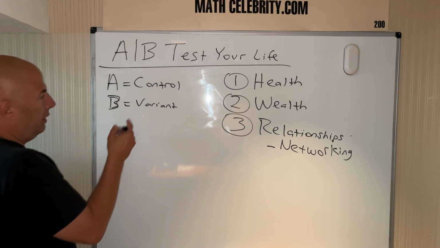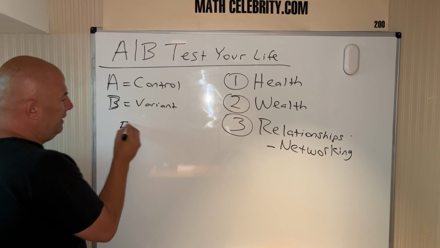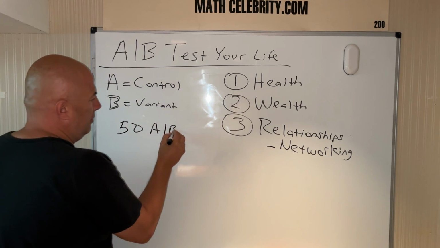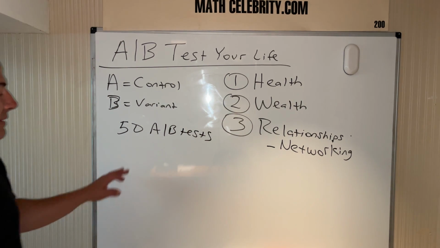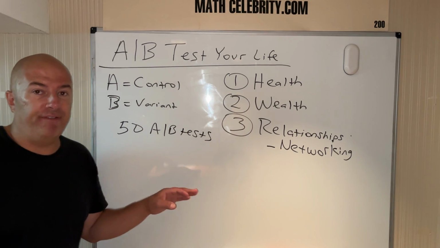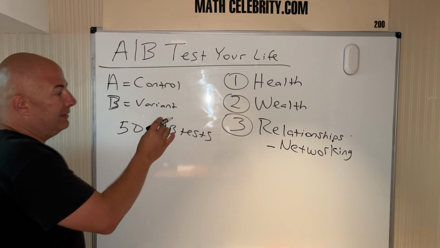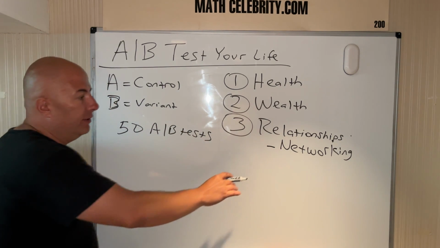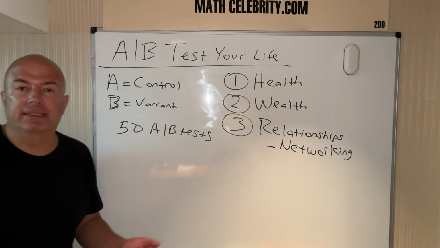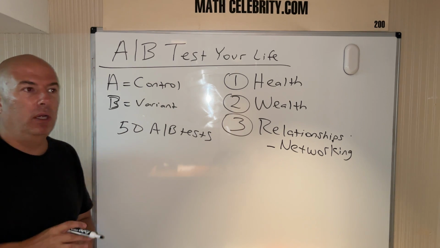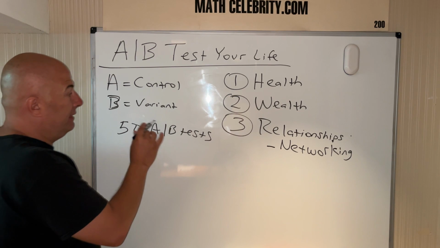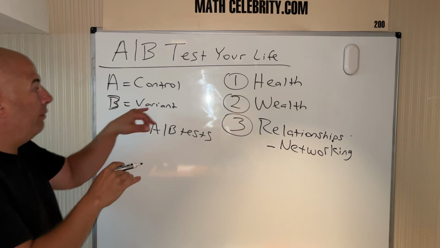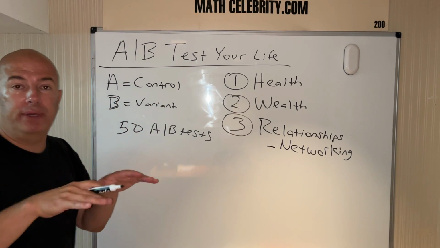Let's say we run 50 A/B tests for networking. And we can say that 47 of them failed, meaning when we tested something with our networking skills, maybe we changed our business card, something simple, or we changed the way we greet people, 47 of those tests didn't show an improvement versus the way we're already doing things.